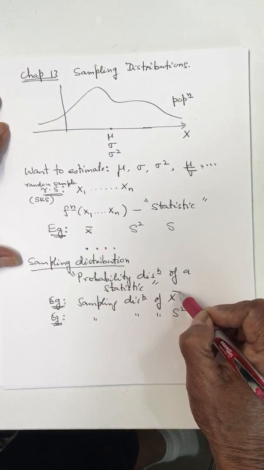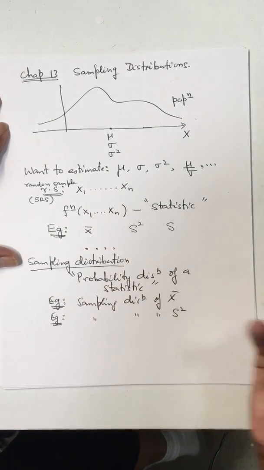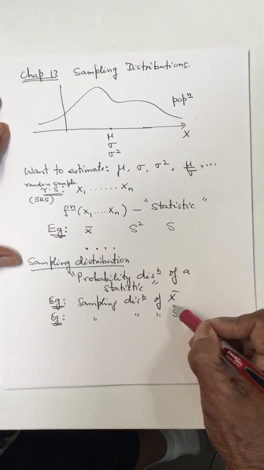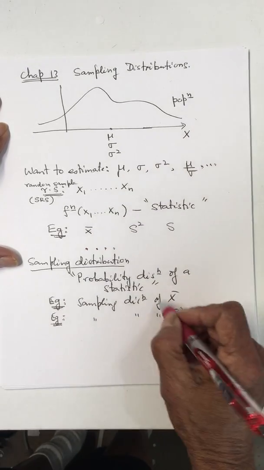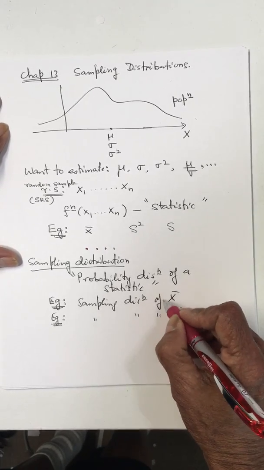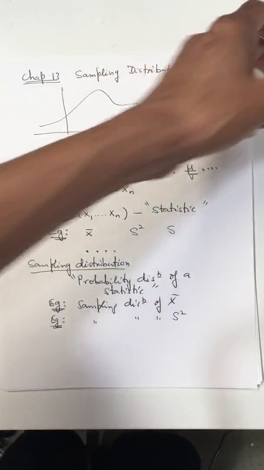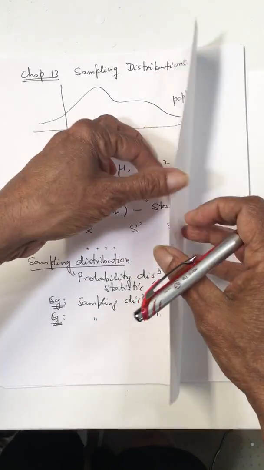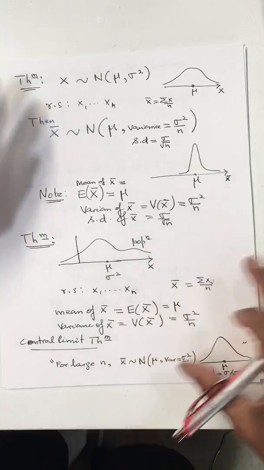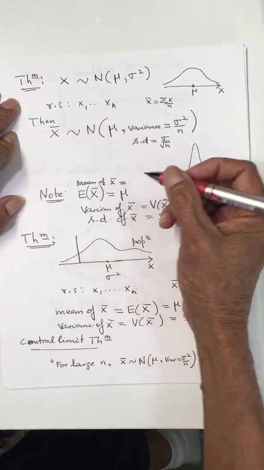So when we say sampling distribution, we could be looking at X bar, the sampling distribution of X bar, or the sampling distribution of S squared, or the sampling distribution of S. First we are going to study the sampling distribution of X bar, and then later we will look into the other things. I'm going to give you three theorems.